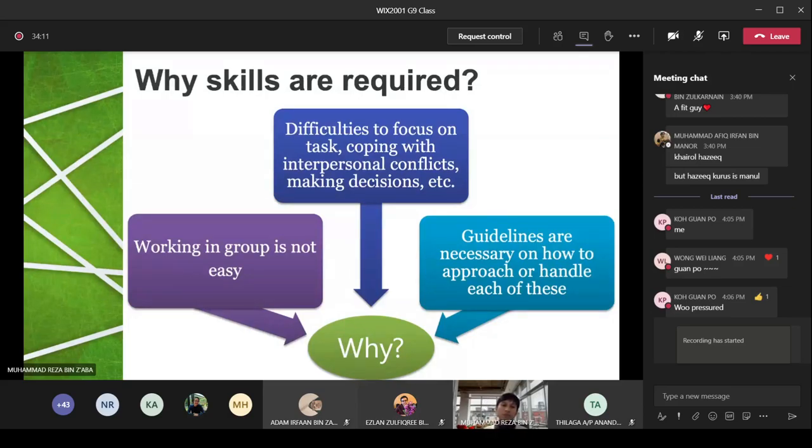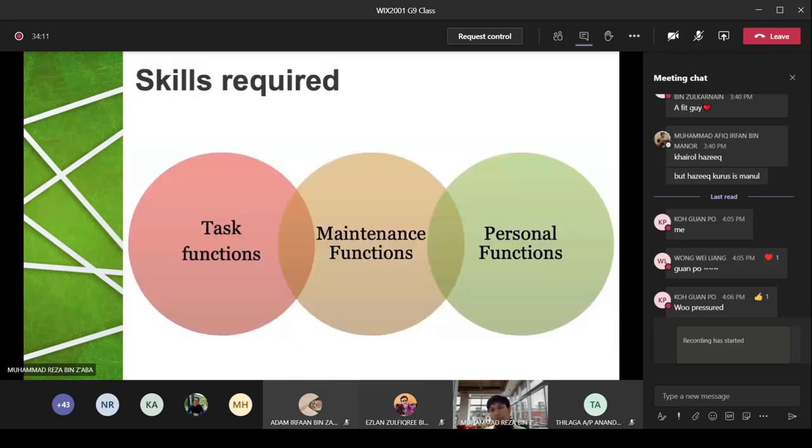It's not easy to work in a group, especially now that everyone is physically in different places. So next, these are the typical skills required or the typical roles played by those in a group. The roles that typically appear when you're working in groups. Right, task function, next.